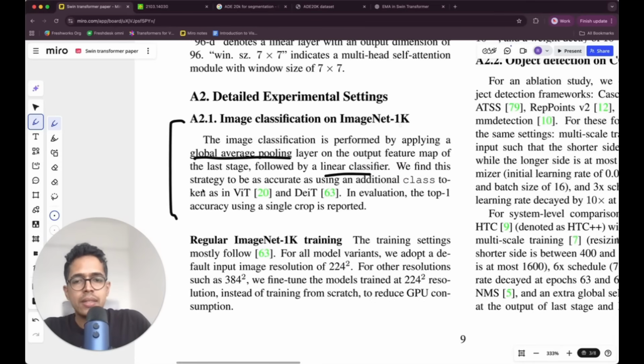We find this strategy to be as accurate as using an additional class token. So they don't use a class token. That's the main takeaway from here. The Swin Transformer does not use a classification token, unlike Vision Transformer or data-efficient image transformer.